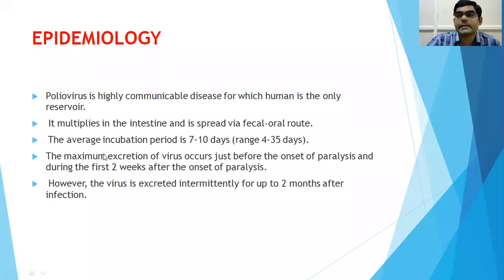The maximum excretion of virus occurs just before the onset of paralysis and during the first 2 weeks after the onset of paralysis. However, the virus is excreted intermittently up to 2 months after the infection. For this reason, in AFP surveillance, we have to collect the stool within at least 60 days of onset. Most excretion is within 2 weeks of paralysis, but it will be excreted intermittently after that.